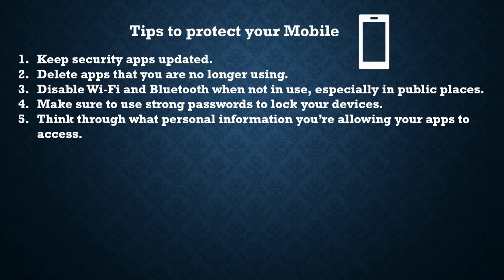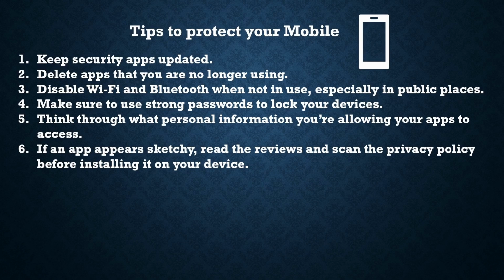Okay. Number 5 is think through what personal information you are allowing your apps to access. If you go to the settings option and go to the app manager, you can see all the access of your apps, like whether you allow your location to a particular app, or maybe your storage, media, camera access, or microphone access. Just check and disallow if that is not necessary for that app. Let's see the next tip, that is if an app appears sketchy, read the reviews and scan the privacy policy before installing it on your device.